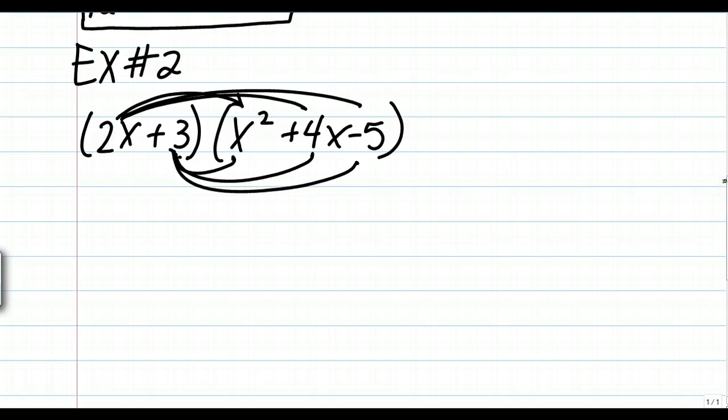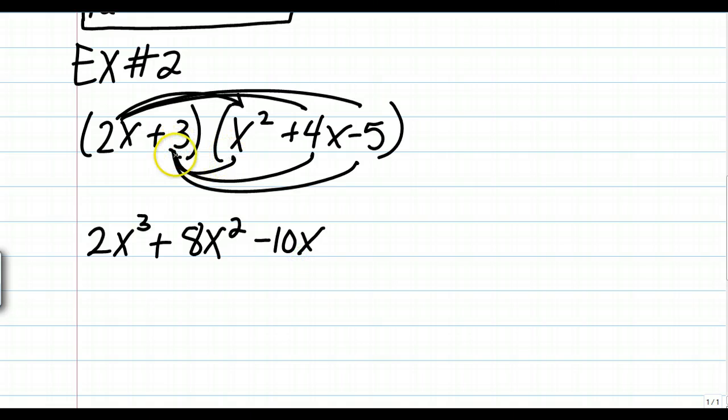So let's go ahead and do that. 2x times x squared is 2x to the third, because you add your exponents, 1 plus 2 is 3. 2x times 4x, well, 2 times 4 is 8, and x times x is x squared. Then you have 2x times negative 5, which is negative 10x. Now distribute that 3. 3 times x squared is 3x squared. 3 times 4x is 12x. And 3 times negative 5 is negative 15.